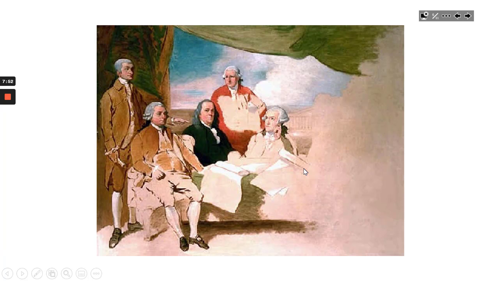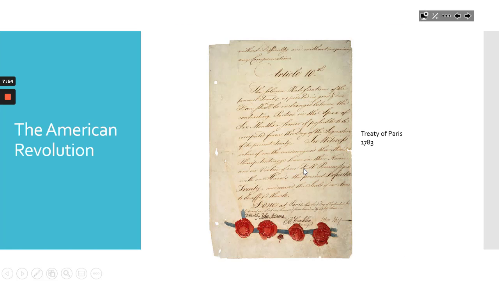And this is a painting of the Treaty of Paris. This is what it looks like. As you see, very ornate handwriting styles and the wax seals on the bottom. John Adams, Benjamin Franklin, and I can't see the others. John Jay, and I can't see the other one.